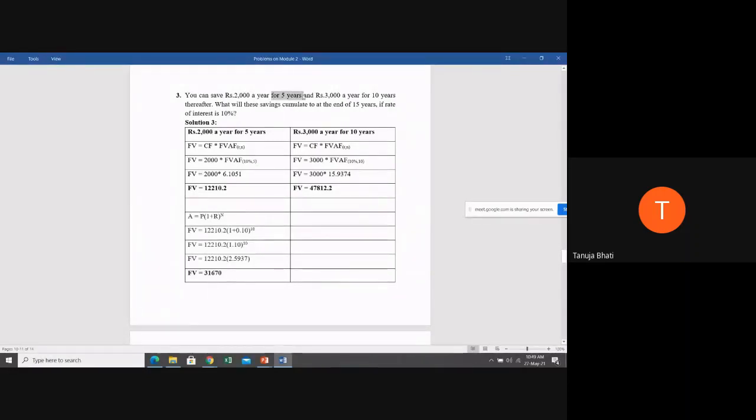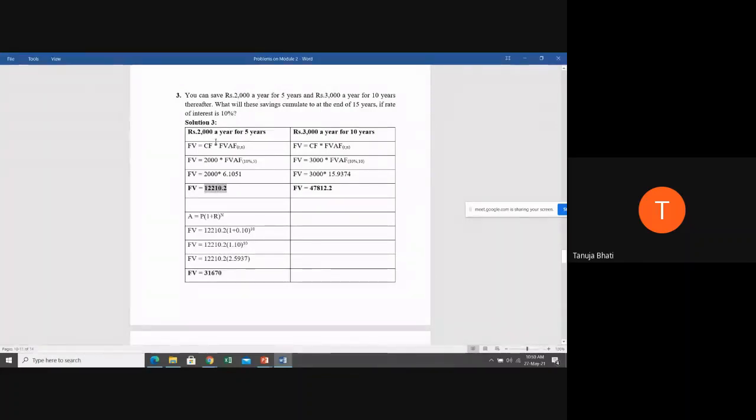Now students, the catch in this problem is that 2000 is being saved for a period of 5 years. Here we have calculated the future value at the end of 5 years. We have not calculated the future value at the end of 15 years. At the end of 5 years, the 2000 being saved becomes how much? 12,210.2. So remember, this is at the end of 5 years. Now this becomes a single cash flow, and we have to take it from 5 years up to 15 years, because after this 2000 there is no further saving.